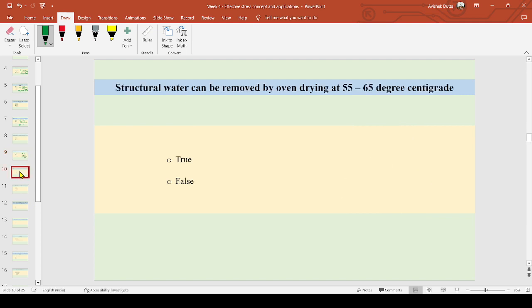Next question. Structural water can be removed by oven drying. It is false because structural water is bound by chemical compositional elements in the soil, so it cannot be removed by oven drying, that too at a very low temperature, 55 to 65 degrees centigrade. Beyond 110 degrees centigrade, it can be removed, but not in this low range of temperature.